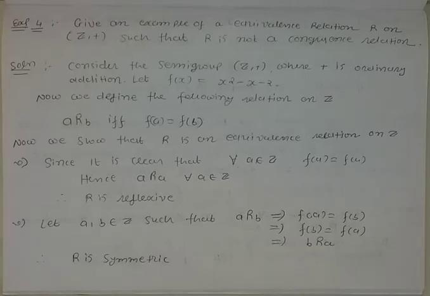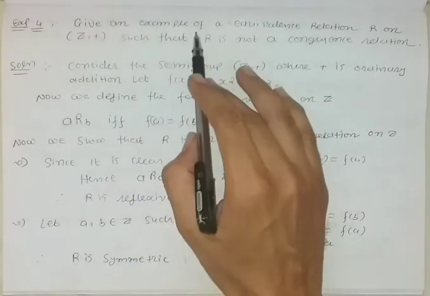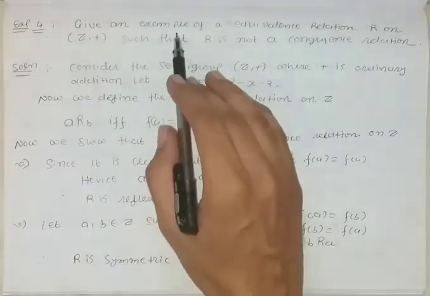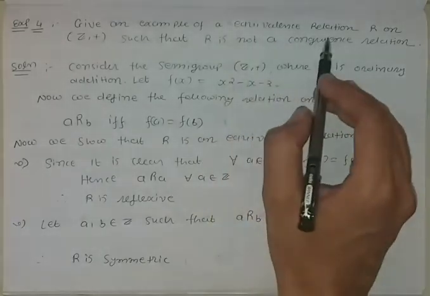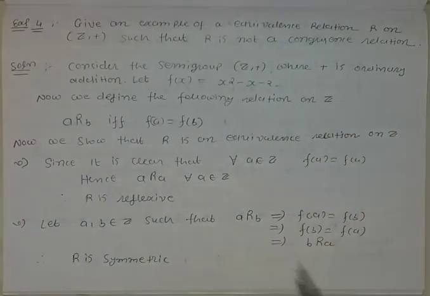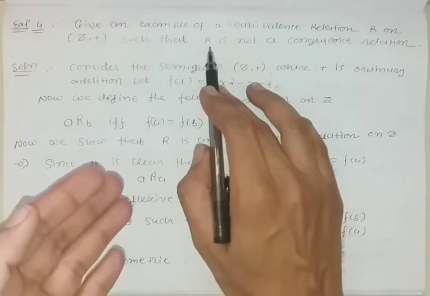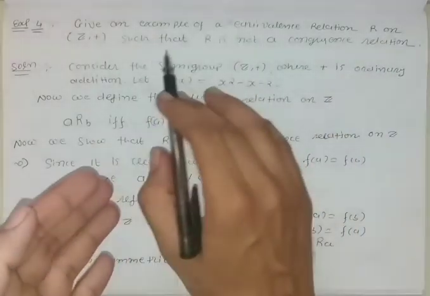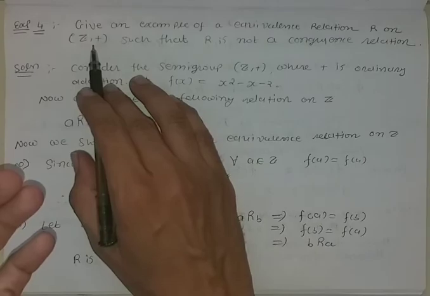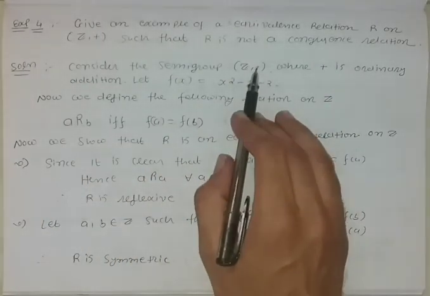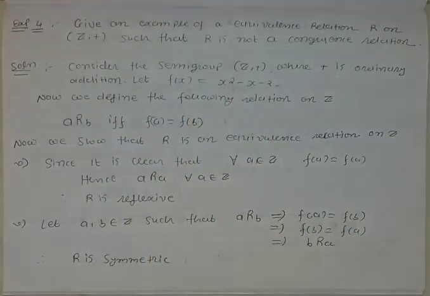Example number 4 is, give an example of equivalence relation R on Z plus such that R is not a congruence relation. इस एग्जाम्पल में हमको क्या करना है, ऐसा इक्विवेलेंस रिलेशन का एग्जाम्पल हमको देना है जिसकी वजह से जो R है वो इक्विवेलेंस रिलेशन तो होगा पर कॉन्ग्रुएंस रिलेशन नहीं होगा हमारे गिवन सेमी ग्रुप के ऊपर. Okay, so consider the semigroup Z plus where plus is ordinary addition.